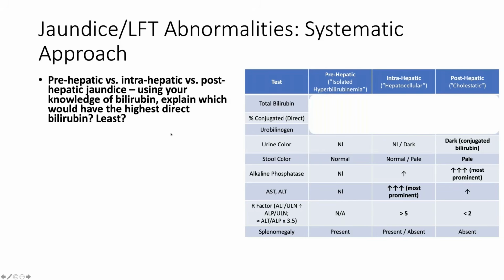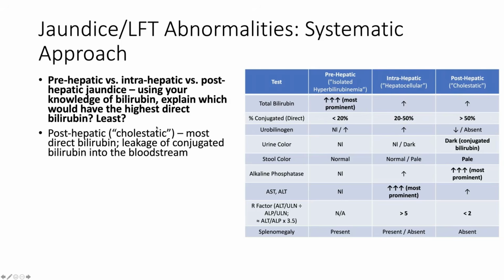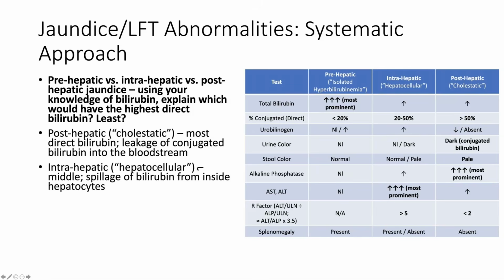So which is going to have the least? Then it's going to be the prehepatic. Good. So post, right? Because the liver is fine in posthepatic, so you can conjugate just fine. The problem is that the conjugated bilirubin, for whatever reason, cannot make it into your GI tract. So there's cholestasis, right? So that would have the highest conjugated bilirubin.